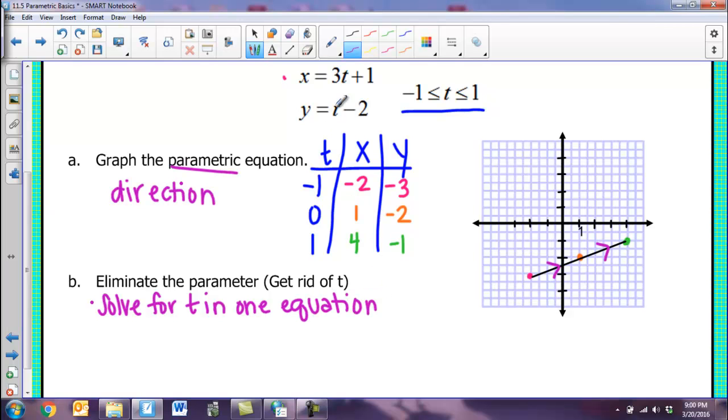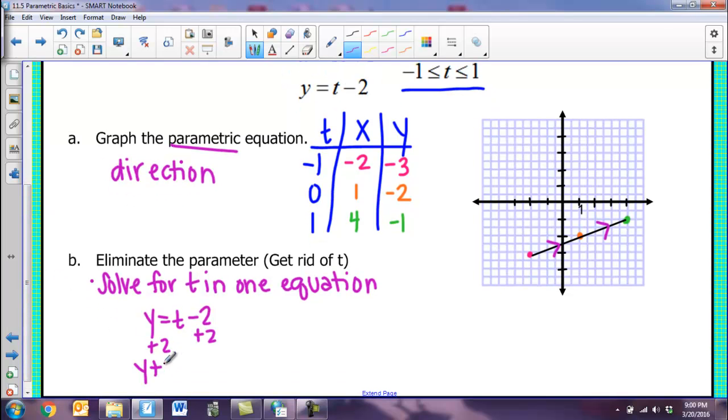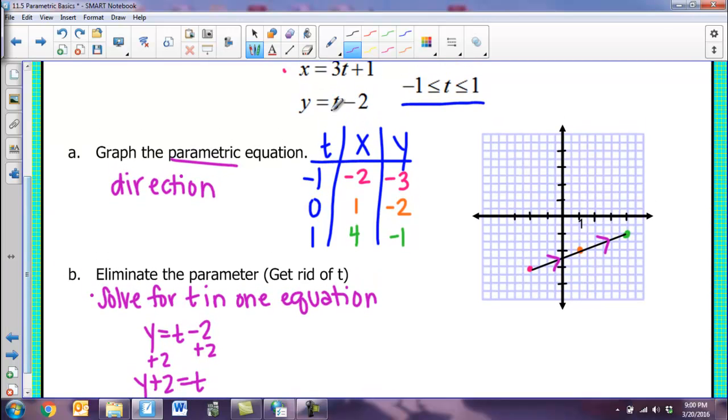For this one, I probably wouldn't want to solve for t in the first equation. The second one would be a little bit nicer. So if I have y equals t minus 2, all I'd have to do is add 2 to both sides, and I would get t by itself. So I'd have y plus 2 equals t. Now I'm going to take that t and substitute it back into the other equation. So I know that x equals 3 times t, which we just said was y plus 2, and then we add 1.